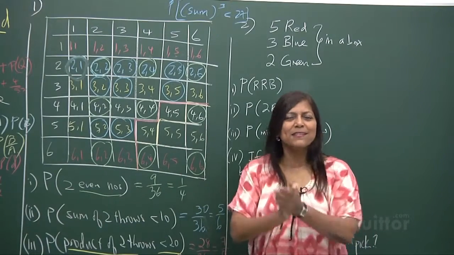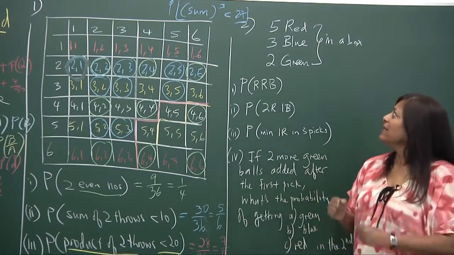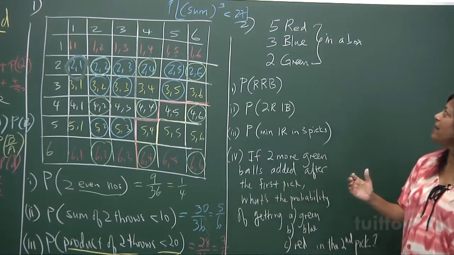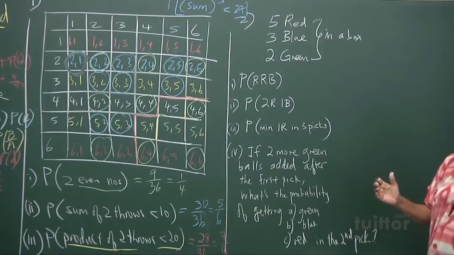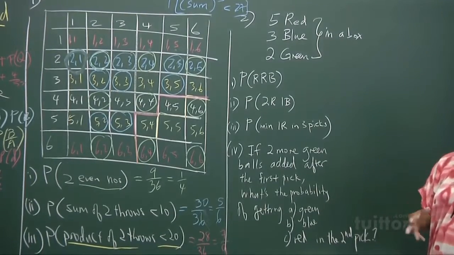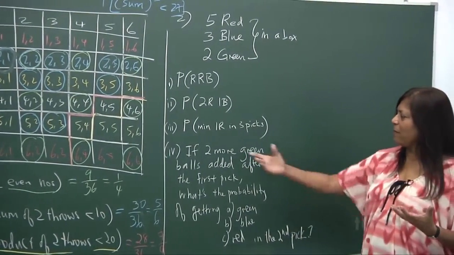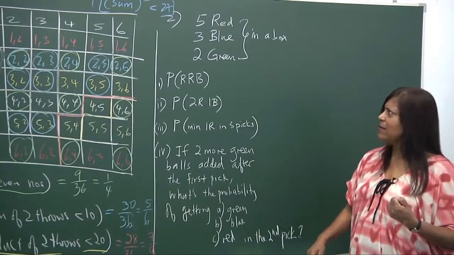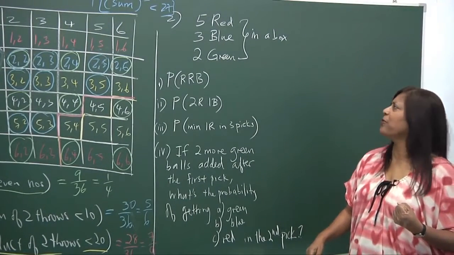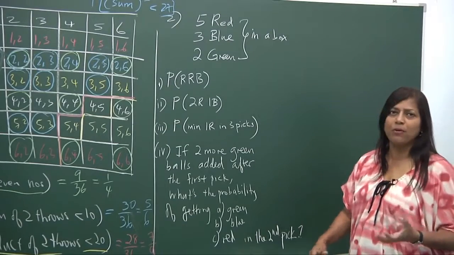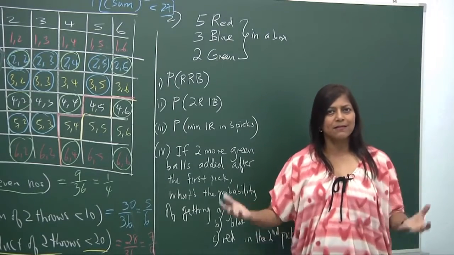Alright, my dear friends, let's move to the next sum. This is about red, blue, and green balls mixed together. 5 red, 3 blue, and 2 green balls are in a box, mixed.